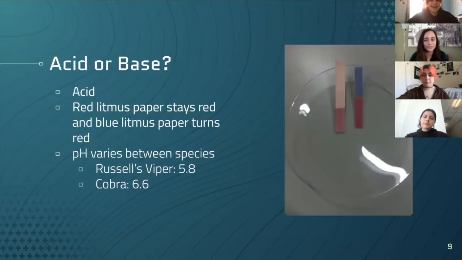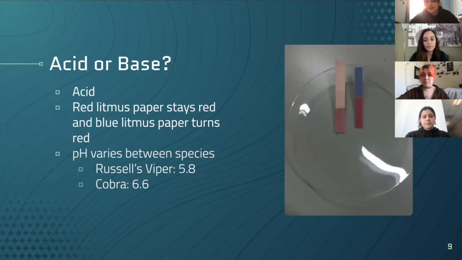Is snake venom an acid or base? The answer is it's an acid, which means that during a litmus test, the red litmus paper stays red and the blue one turns red. The pH, of course, varies between species, but two examples are the Russell's viper with a pH of 5.8 and a cobra with a pH of 6.6.